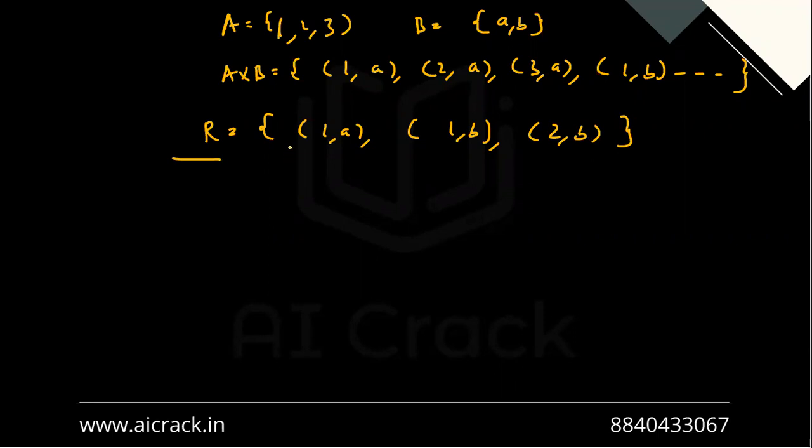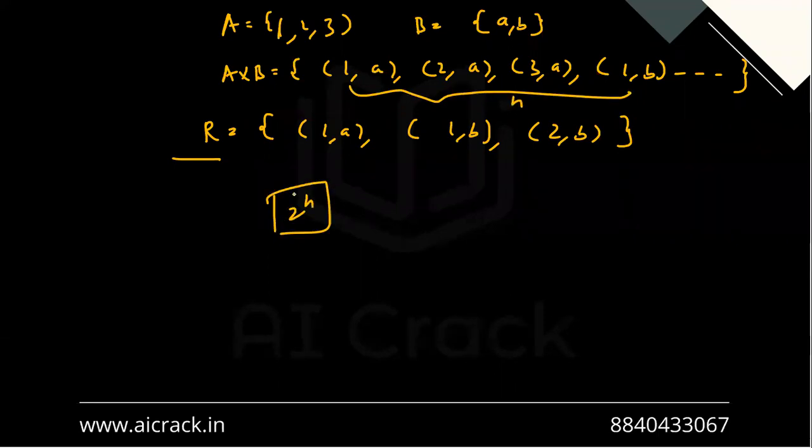Now how many total relations can we get? We know the formula from set theory that if we have n elements, then 2 raised to the power n is the total number of subsets. So here 6 elements are there, so we'll have 64 subsets, 64 relations basically.